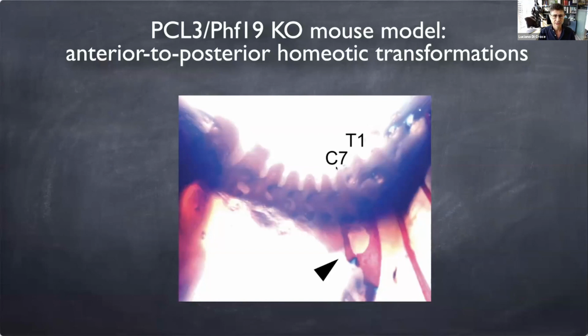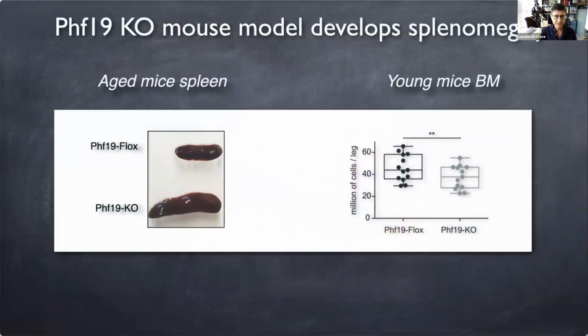So you can see here the vertebra C7, which in control animals and in humans never has ribs at this level. All the ribs start from the thoracic vertebrae. Here, the deletion of PHF19 leads to the formation of an extra rib, together with other malformations. That was expected because, as I mentioned, deletion of other Polycomb genes also has a similar effect on the skeletal axis. But what we did not expect is that the animals, when they become old, develop splenomegaly.